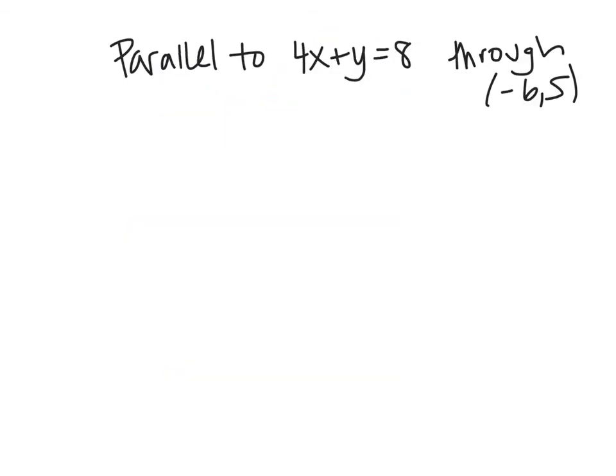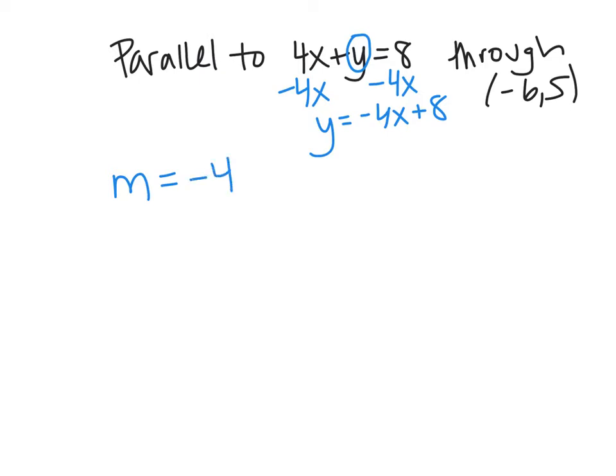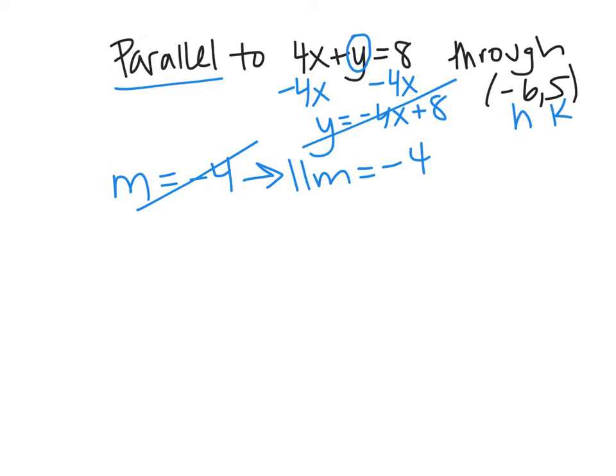This next problem is different because the y isn't by itself. So before I can identify the slope, I need to get y by itself. So I'm going to move my x term, and I get y equals negative 4x plus 8, and y is by itself now, so I can identify my slope. So my original slope is negative 4, and the problem is asking about my parallel slope, which would also be negative 4. Once I have my parallel slope, I can cross out my original information because I have the slope I need and the h and k from my point.